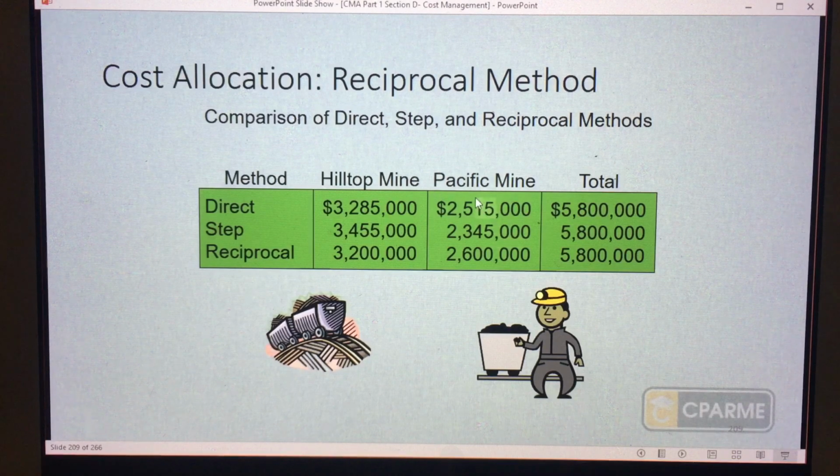However, mas mataas ang cost na ma-allocate kay Pacific Mine or P2 under the direct method. Pinaka-accurate daw ang ating reciprocal, but again, depende sa ating kakayahan, industry or ng ating business to implement the reciprocal method. So again, you must weigh the cost and benefits associated with using each.